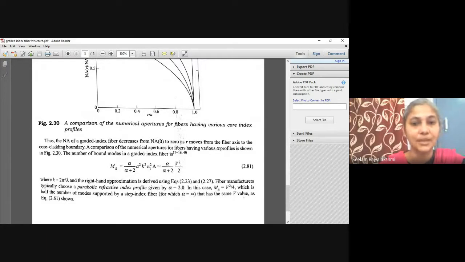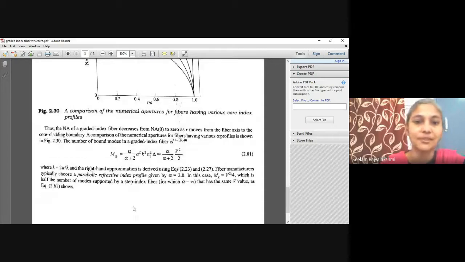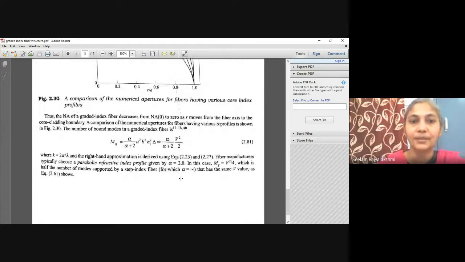That has the same V value, as already discussed in the step index optical fiber. When α equals infinity, that is the step index optical fiber, but for the graded index optical fiber, most manufacturers consider α equals 2.0. In step index optical fiber M equals V²/2, but here Mg equals V²/4. So these are the bound modes in the graded index optical fiber.